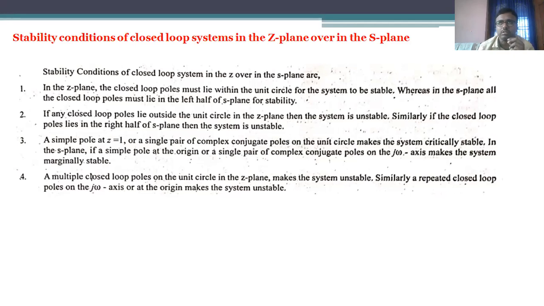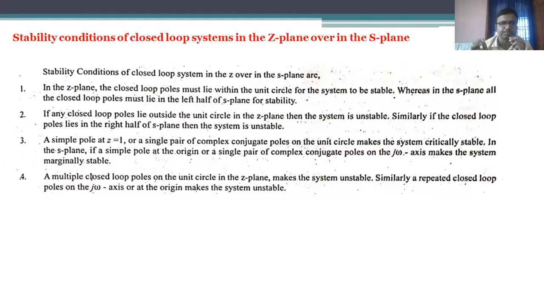Similarly, if the closed loop poles of the transfer function in the s plane lie on the right-hand side of the s plane, then that system is called an unstable system. Both the first statement and the second statement are vice versa of each other. Now, let us discuss the third statement.